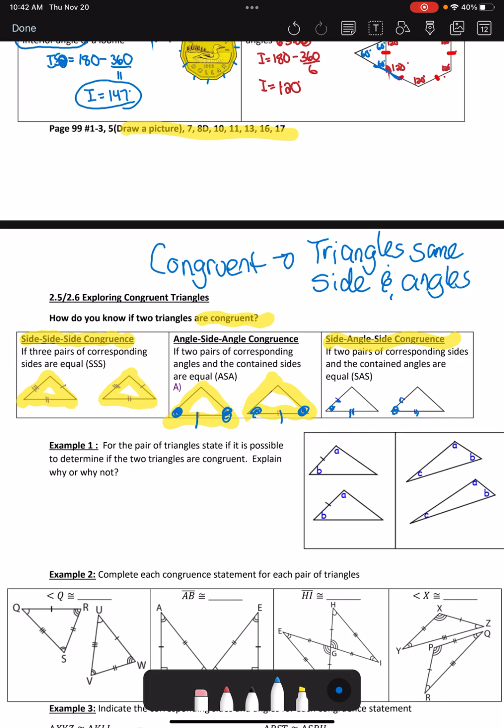So for the pair of triangles, state if it's possible to determine if the triangles are congruent. So right away, yes. And the reason they're congruent, right, is we see that angle, side, angle. So they are congruent. And then over here, I would say no, because we just have three angles. So we don't know if they're congruent, because you could have similar triangles that have all the same angles, but maybe they're not congruent. We don't know if the sides are the same.